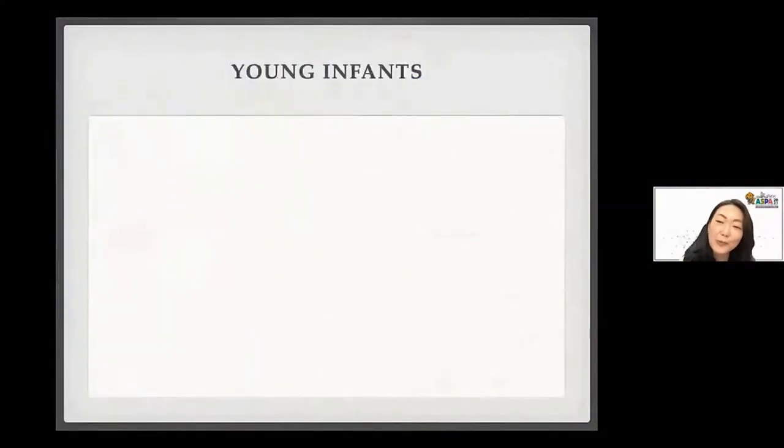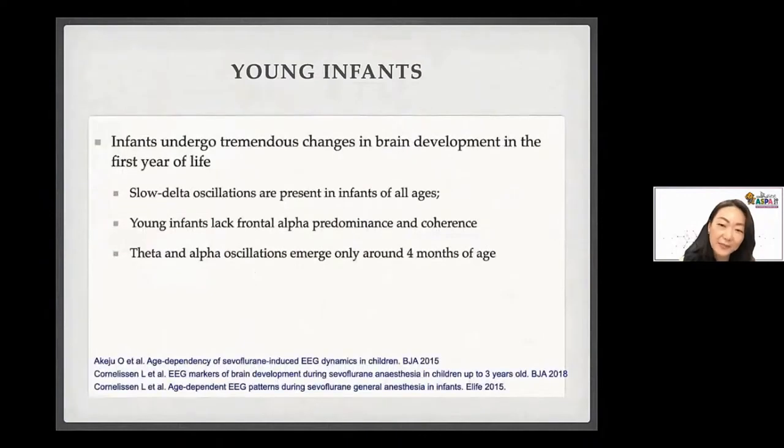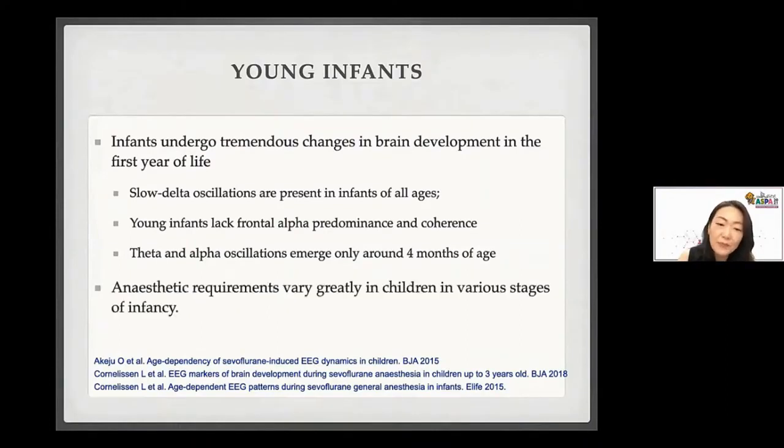Another group who benefit from EEG monitoring are young infants. Young infants undergo tremendous changes in brain development in their first year of life. There are slow delta oscillations, which are present in infants of all ages. And we know that young infants lack frontal alpha predominance and coherence. And theta and alpha oscillations emerge only around 4 months of age.